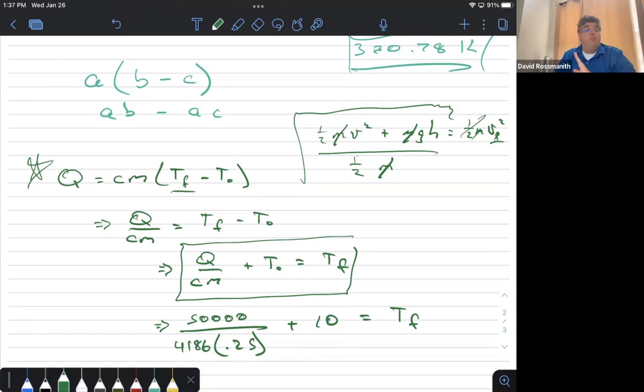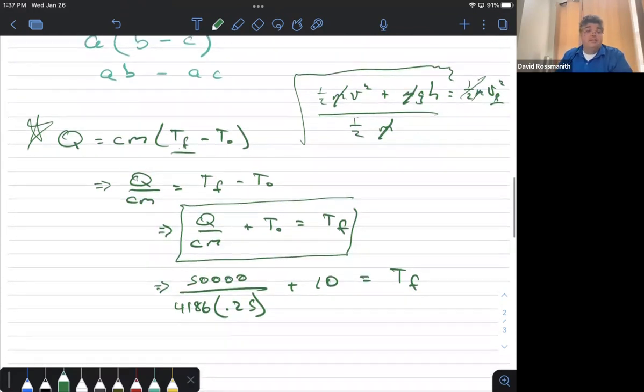I will not demand one way or the other. If you like plugging the numbers in at the very beginning and then doing the algebra, that's fine. If you like doing the algebra first and then plugging the numbers in at the very end to get an answer, that's fine too. Know that both techniques exist and they're both powerful.